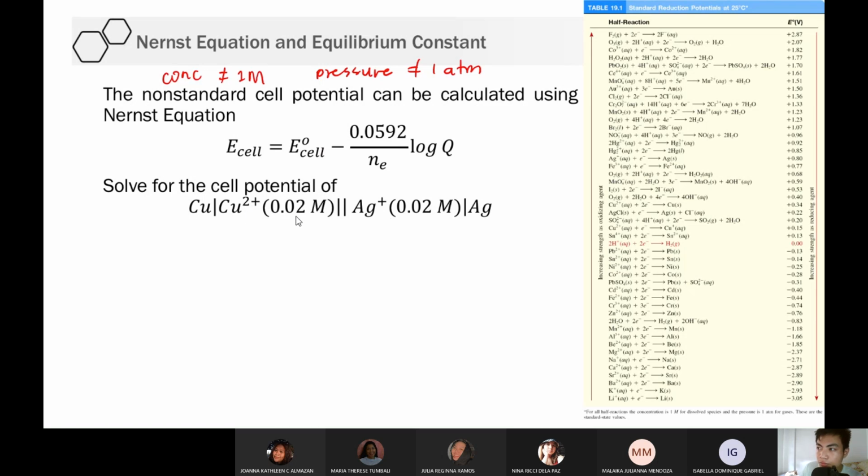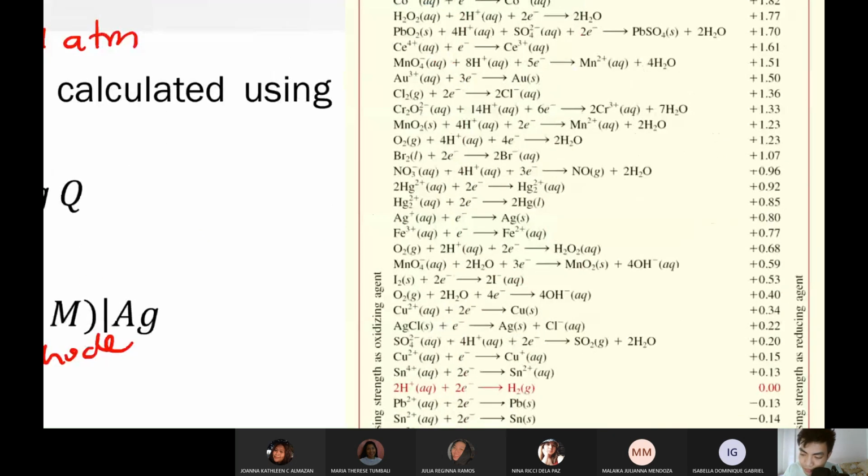So, we have copper, copper 2 plus. Ang concentration nito ay 0.02 molar. Same as this one. So, you have silver plus 0.02 molar and silver. Okay? So, we know that this is our anode. Okay? And this is our cathode. Okay? So again, balikan natin yung table. Lista ko dito yung reactions and the cell potential. So according to the table on the right, no. So ito yung kay silver.